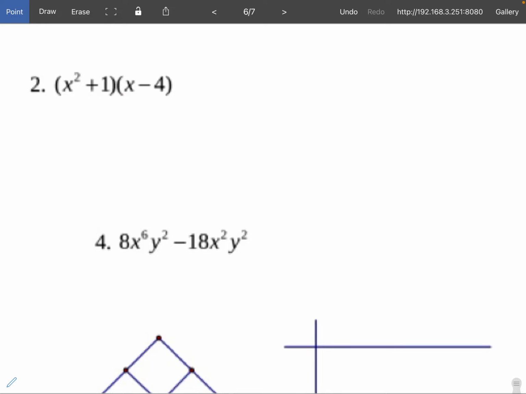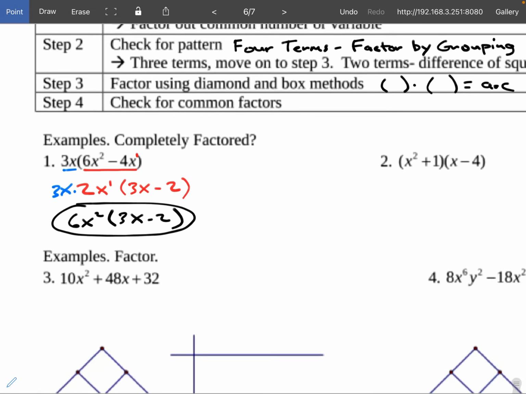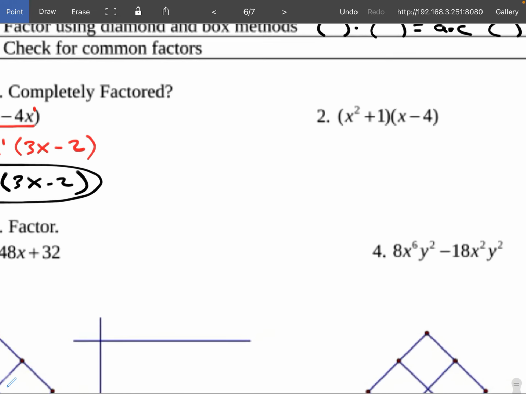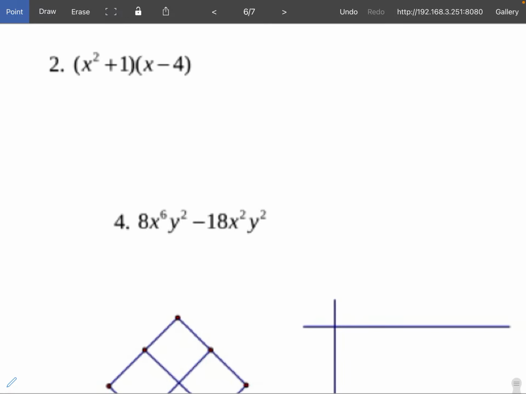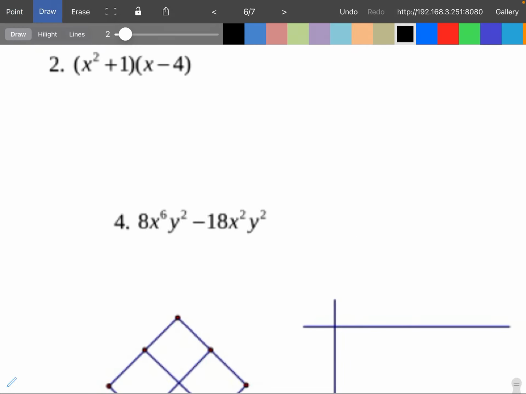That's prime. And then x minus 4, is that prime? Yeah, so that one's done. So that one's fully factored. I'll just write, the question was, is it completely factored? So number 2 is yes. That is completely factored.